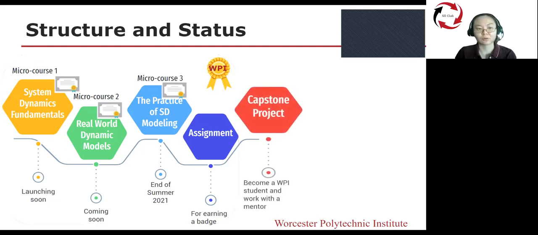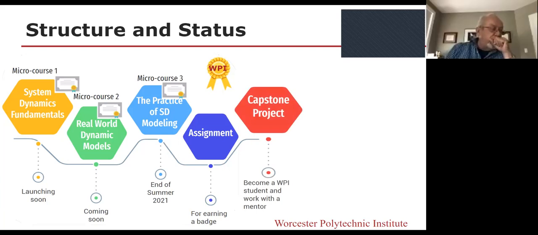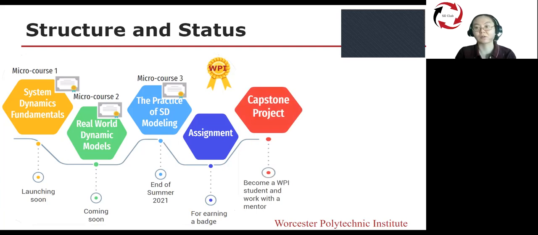Then after you do the 3 micro courses and the assignment, you can enroll as a WPI student and work with a mentor on a capstone project. Because you will be a WPI student, if you do this capstone project, you will have access to WPI software and other benefits. Oh, sorry, I forgot to say, the micro courses are self-paced, so you can do them at any time at your leisure. But the capstone project, you will have to do during the academic school year.